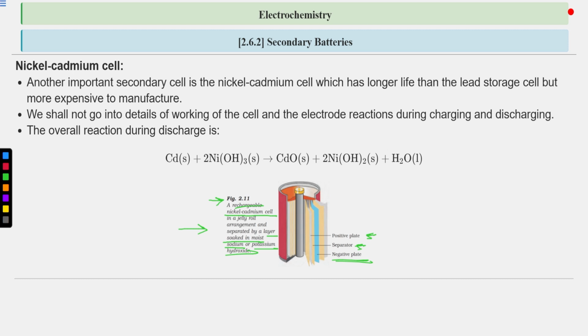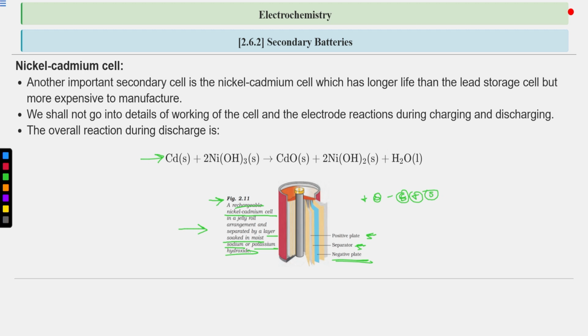You can see separator, then silver positive plate, then yellow separator, then blue negative plate, then yellow separator, then silver positive plate. Okay, so positive, separator, negative, separator, positive. So this is the arrangement in the form of vertical plates in the rechargeable nickel cadmium cell. Okay, and this is the overall reaction during the discharging process of the nickel cadmium cell.